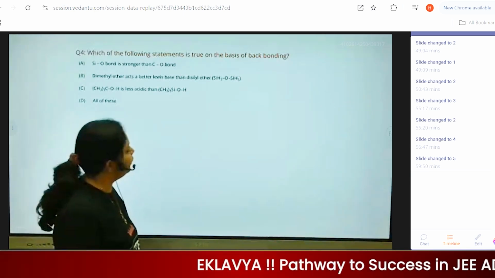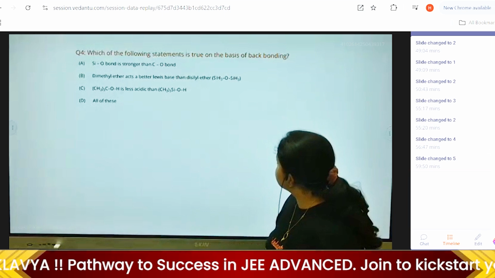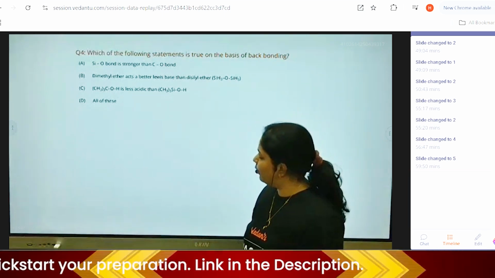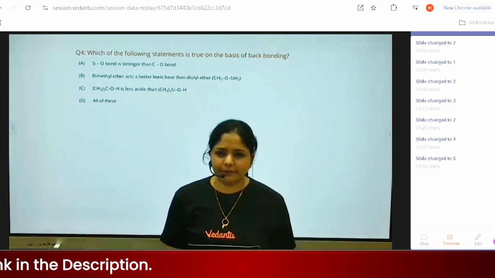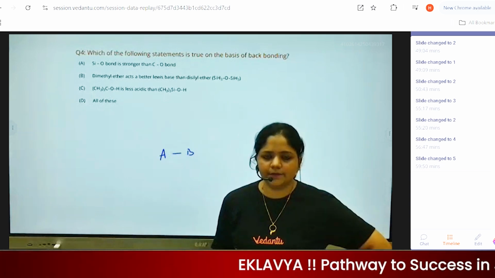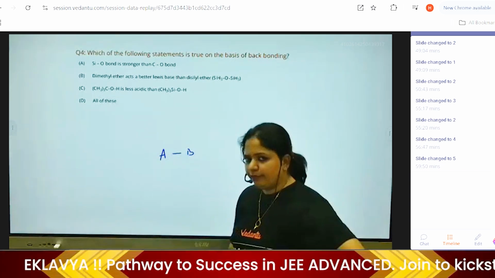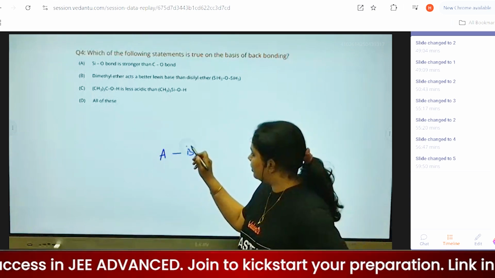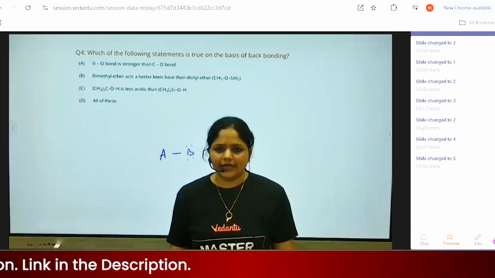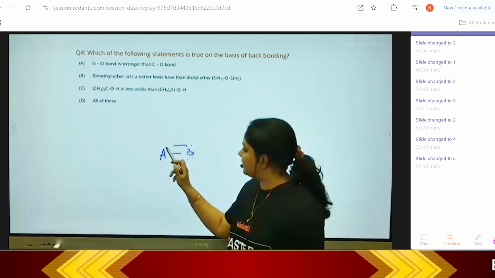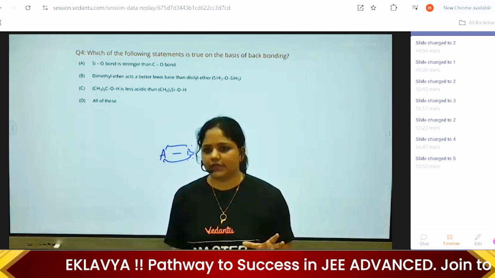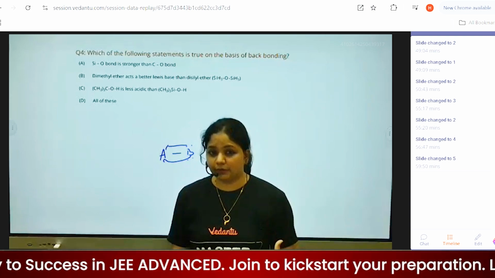Question number 4. Which of the following statements is true on the basis of back bonding? So first of all, let's see the examples. SiO bond is stronger than CO bond. See, what do we mean by back bonding? There is a bond already formed like this. And there is enough polarity between them, and one is electron rich and the other is ready to accept electrons, in the sense that it has vacant orbitals or a capacity to accept. So what will happen? This will give back. That is what we call back bonding. Whenever back bonding takes place, there will be a development of partial double bond character.